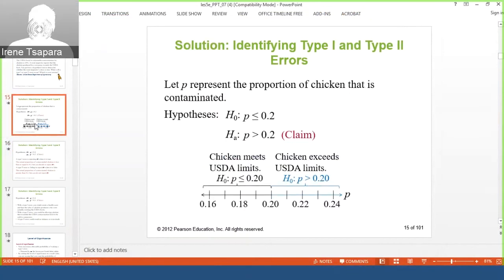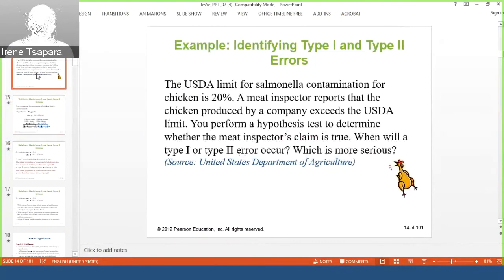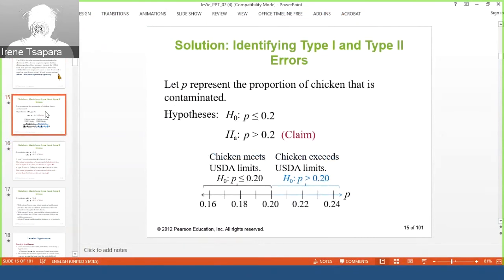The hypothesis that I have is that the proportion is less or equal than 0.2. The claim is that the proportion is greater than 0.2, greater than 20%. The limit that USDA gives us is 20%. We do not want to have more than 20%. So the alternative hypothesis is going to be that the proportion is greater than 0.2. The null hypothesis will be that the proportion is less or equal to 0.2.